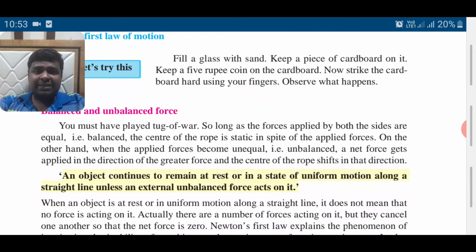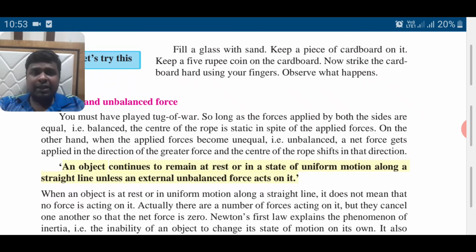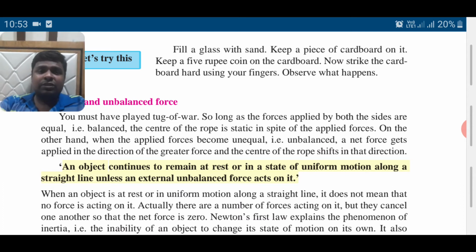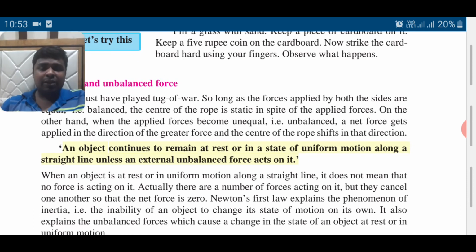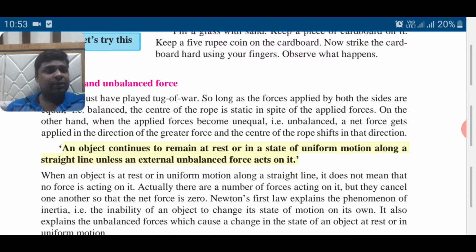Now, balanced and unbalanced force. Now suppose there is a bench and on both sides there are two students. On one side one student, on the other side one student, and they are pushing each other's side. So one is pushing the bench on this side, the other is pushing the opposite side. With the same force, what will happen? The bench is not going to move. So that kind of force is called balanced force. Now when both of them are on the same side and they try to push the bench, what will happen? The bench will go ahead. That is because there is unbalanced force.